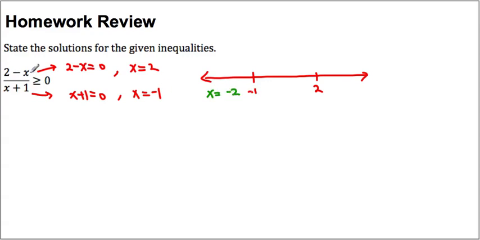Then the numerator becomes positive, while the denominator is negative. Now, positive over negative becomes negative. What I'm looking for is something greater than 0. So therefore, this wouldn't work.